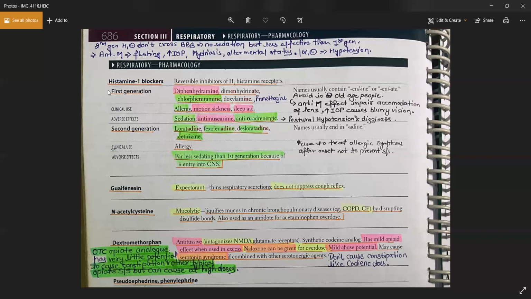Now you have two types of blockers: the first generation blocker and the second generation blocker. First generation ones can easily cross the blood-brain barrier, while second generation ones cannot. So the first generation can act on the brain as well as on the lungs. You can use these for allergy, of course, for motion sickness and as a sleep aid, because all of them can cause somnolence and sedation. Because they act on your brain and make a patient very sleepy and sedated, these drugs are contraindicated in old age.